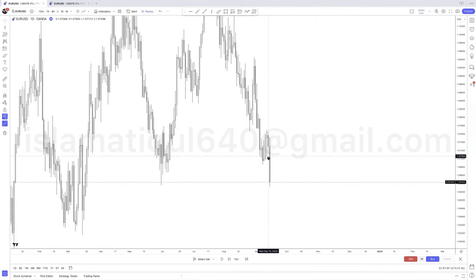But the thing is, it took a few days to do that. See, this is when it swept liquidity and started the reversal. The pullback actually took 1, 2, 3, 4 days for the drop to happen. That is why it was a little confusing.